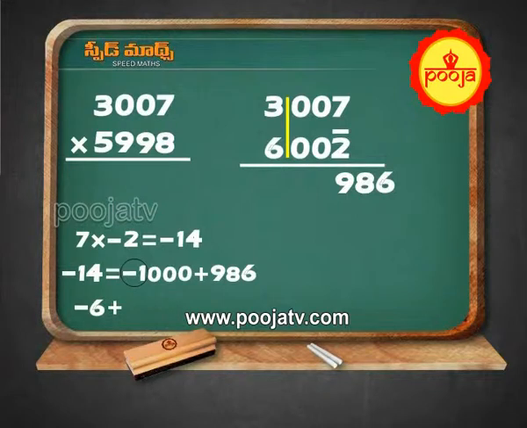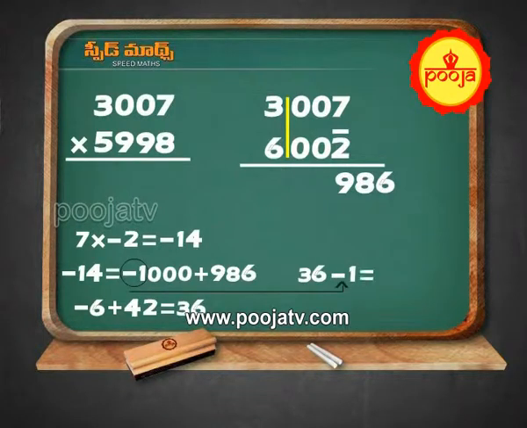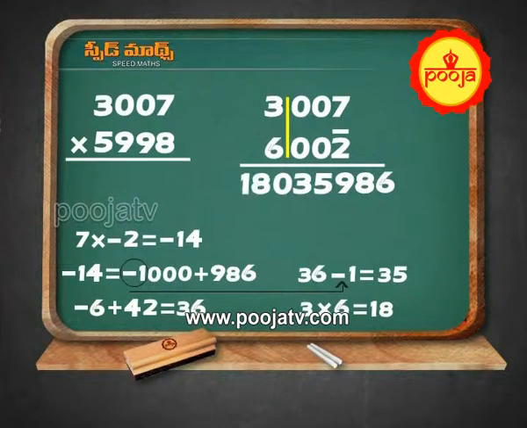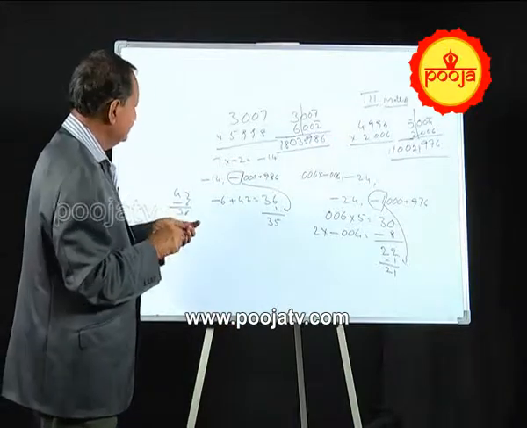Minus 6 plus 42 equal to 36. 36 minus 1 equal to 35. Write it as 035. 3 into 6 equal to 18. Write it as 18. The final answer is 18035986. I hope it is quite clear.